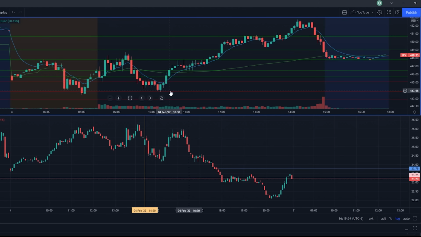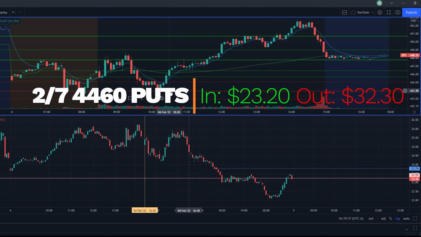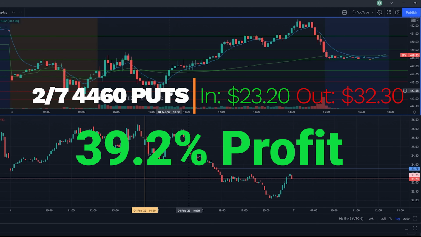I exited the put. I took February 7th, 4460 puts. It was a 3 DTE put. I got a fill at 23.20, and I exited the position at 32.30.